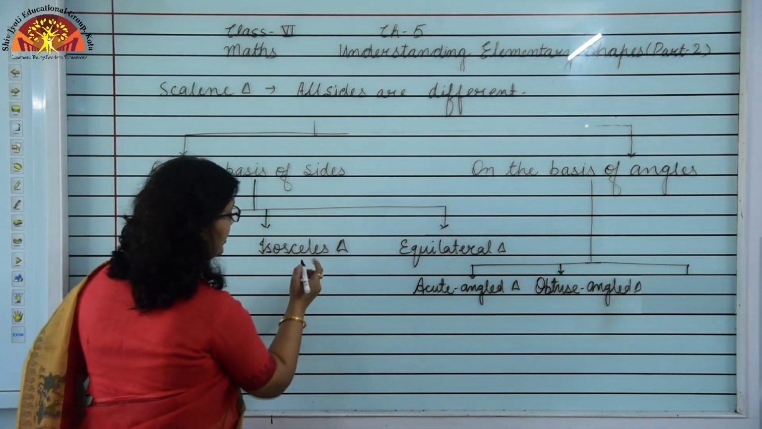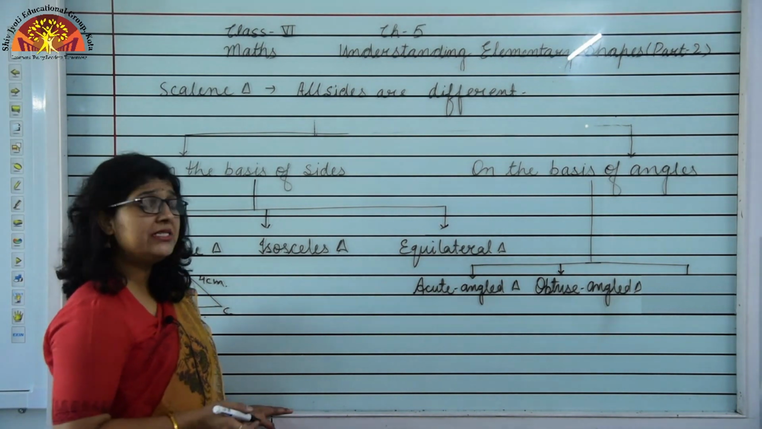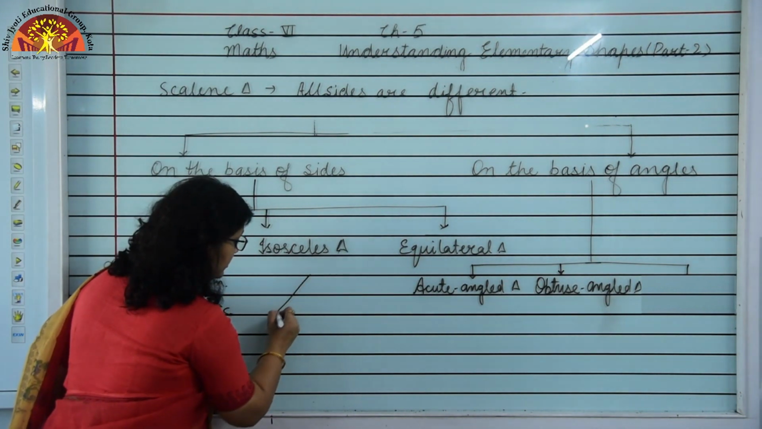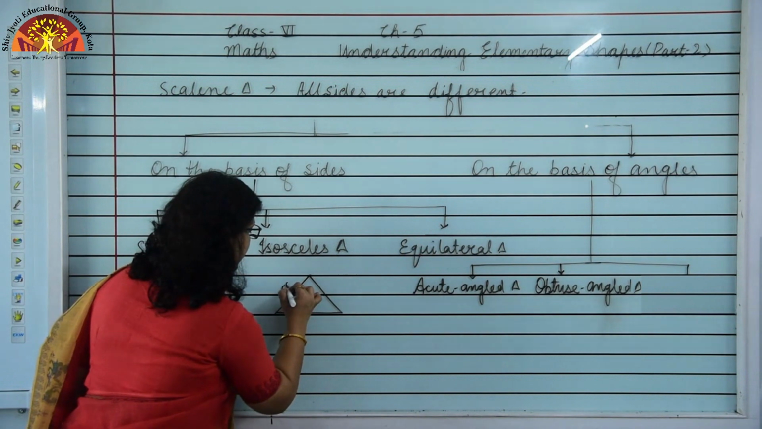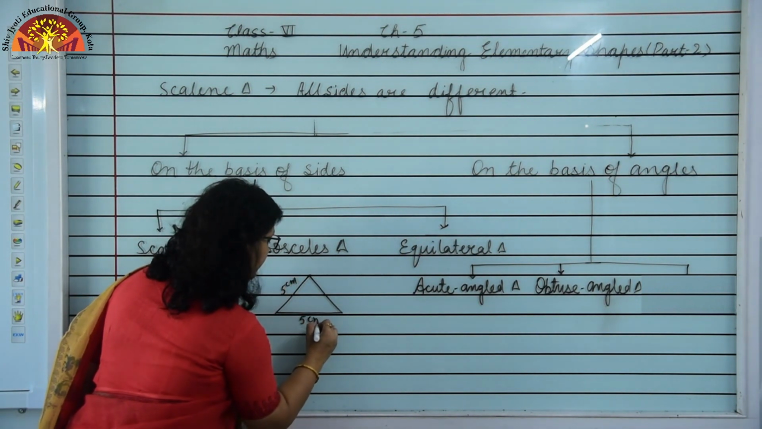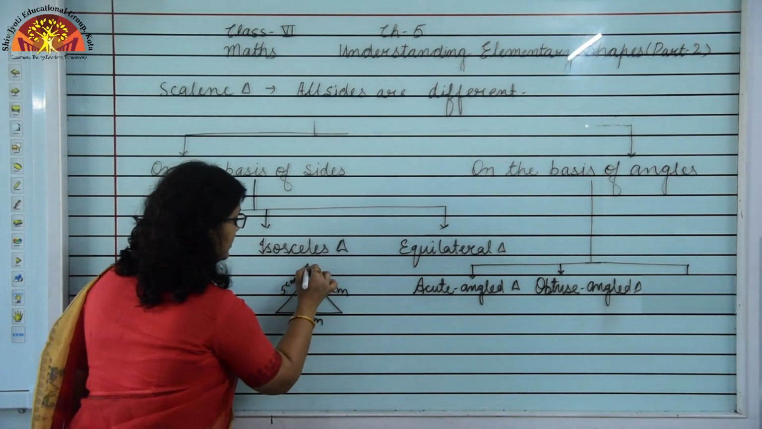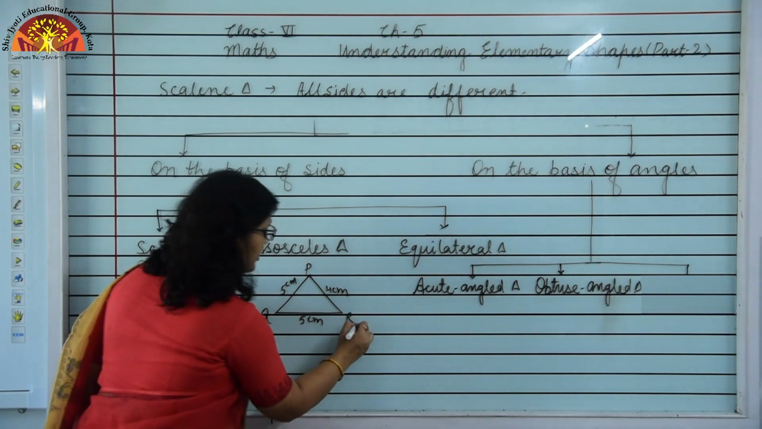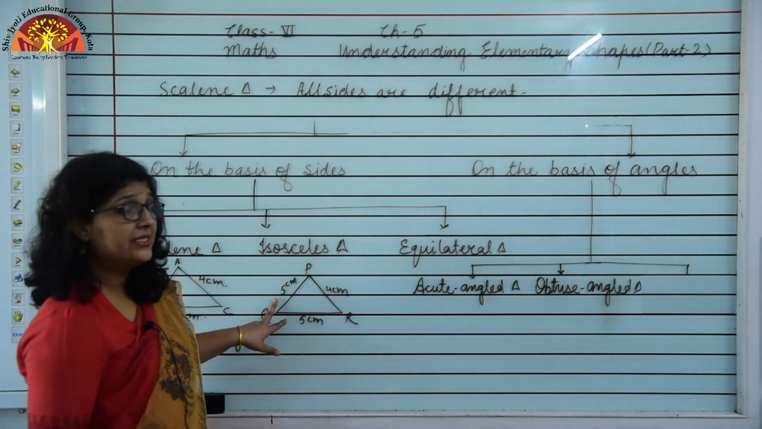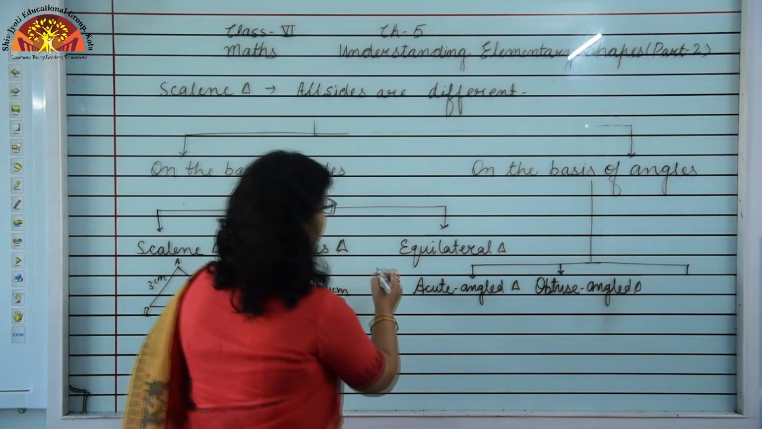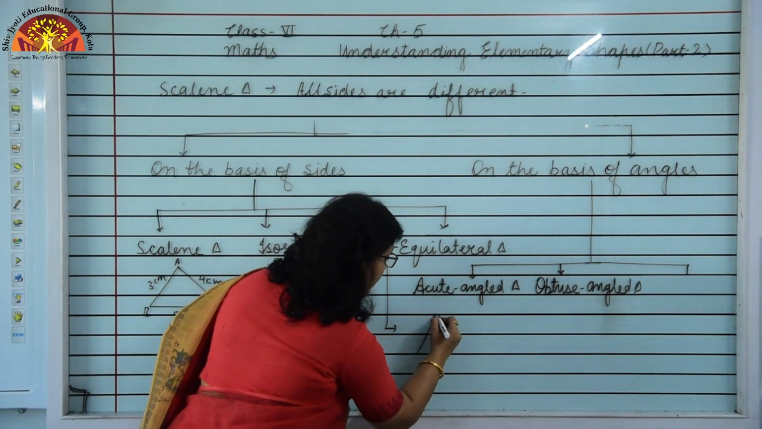In an isosceles triangle, 2 sides are equal and the third side is different. Suppose this is 5 centimeter and this is 5 centimeter and this is 4 centimeter. So this is an isosceles triangle. This is PQR. This is an isosceles triangle which has two equal sides, and in an equilateral triangle all sides are equal.